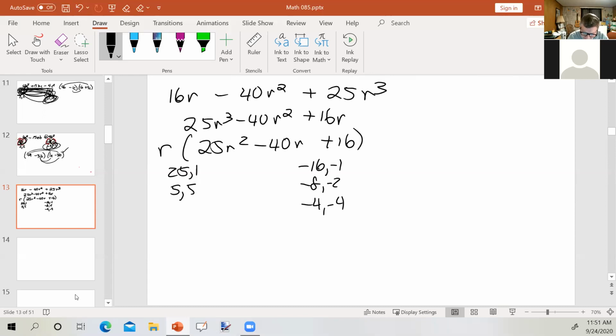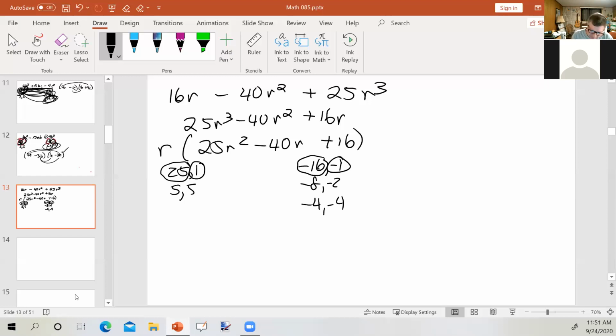All right, now let's see. I think there would be about 10 different possibilities, maybe more, if I wrote them all out. But I'm just going to look for negative 40. Okay, so 25 times negative 16, that would be negative 400. 1 times negative 1 is negative 1. Negative 400 plus negative 1 is not negative 40, right?